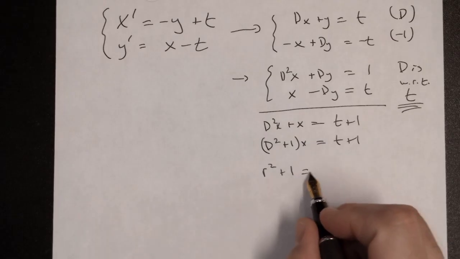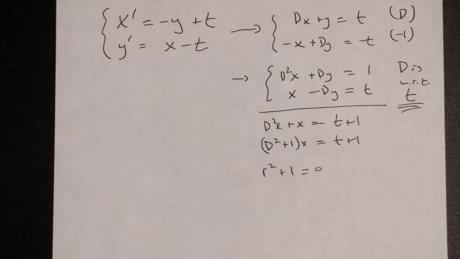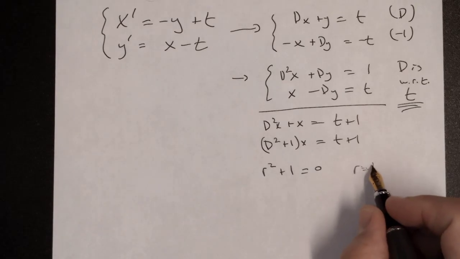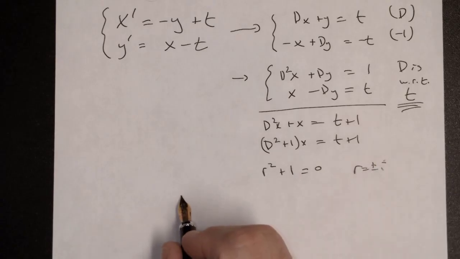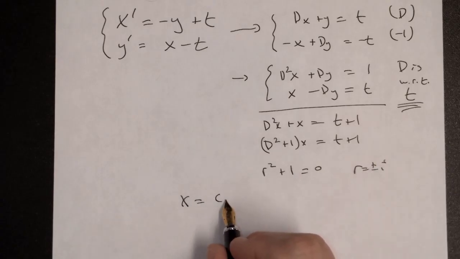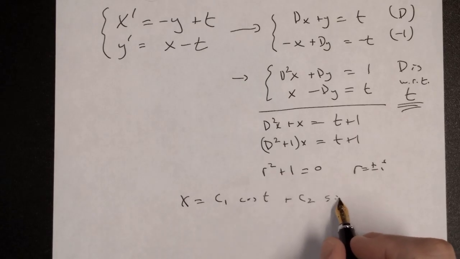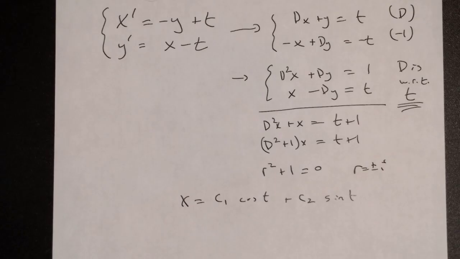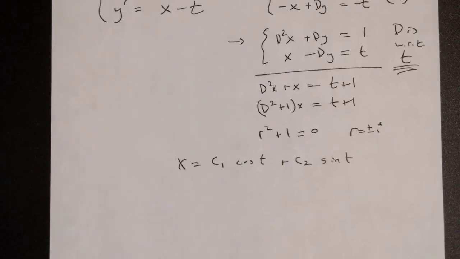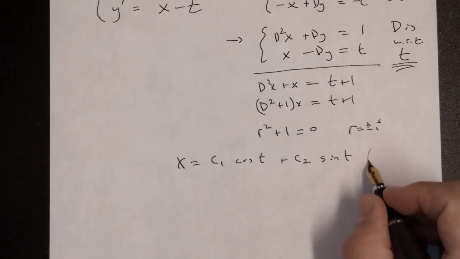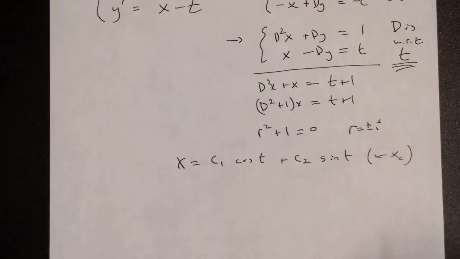And when I set that equal to 0, what do I get for r? Which means I get cosines and sines this time, right? x equals c1 cosine t plus c2 sine t. But that's the corresponding homogeneous part, right? This is really xc. Now I need xp.